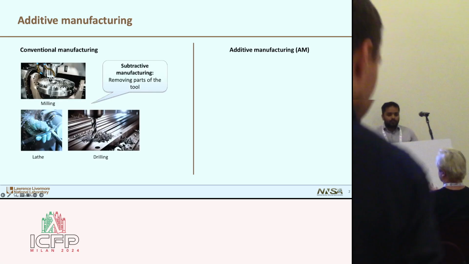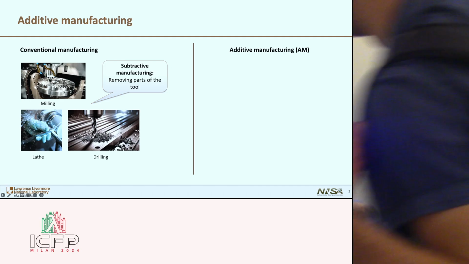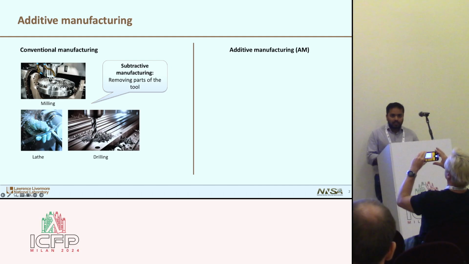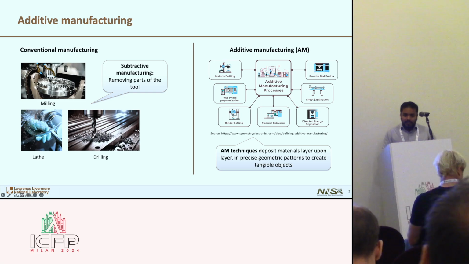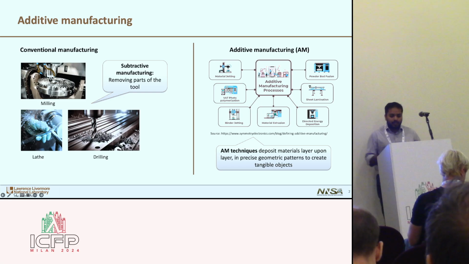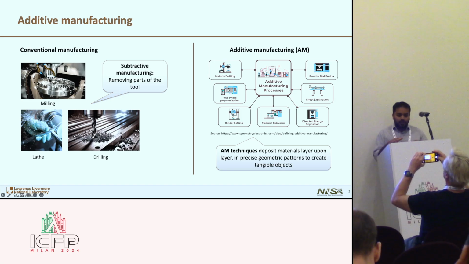Conventional manufacturing falls under the category of subtractive manufacturing, where parts of the tools are removed. Some examples of conventional manufacturing are milling, lathe, and drilling. Additive manufacturing, on the other hand, deposits materials layer upon layer in precise geometric patterns to create tangible objects. And since there is addition of material going on instead of removing the parts, it's called additive manufacturing.